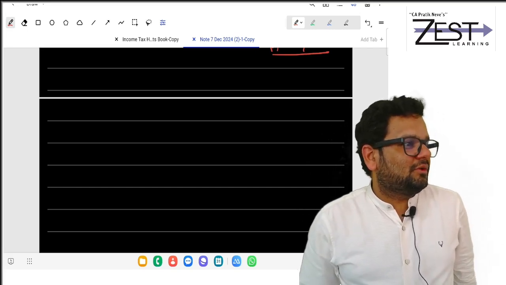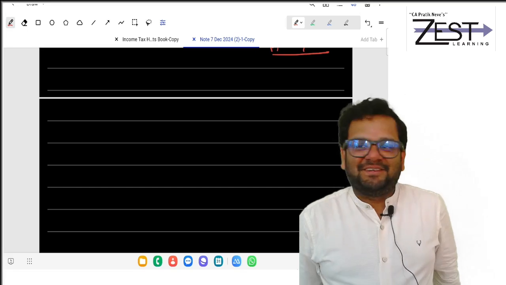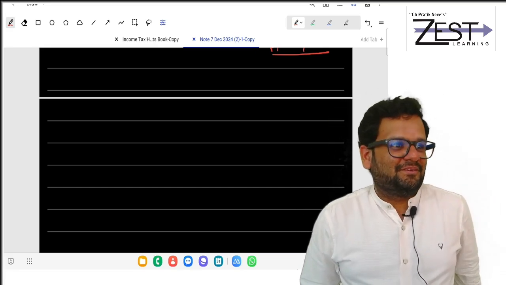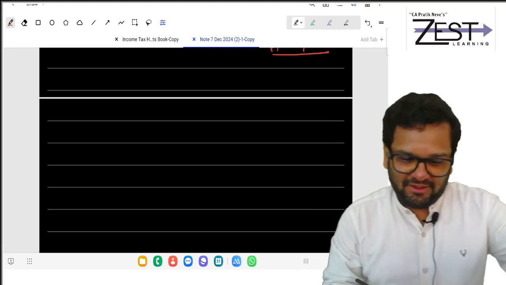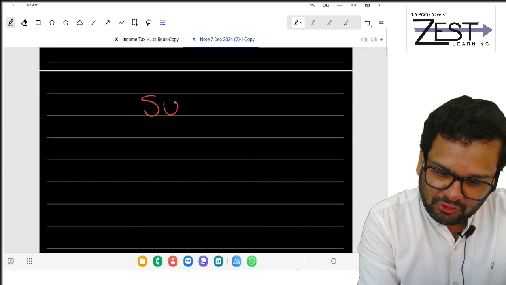So we wish like this only on each other's birthday. May you pay surcharge at 37%. Means let your total income exceed 5 crore. Okay, now see how to understand these surcharges. Next time you wish like this only.